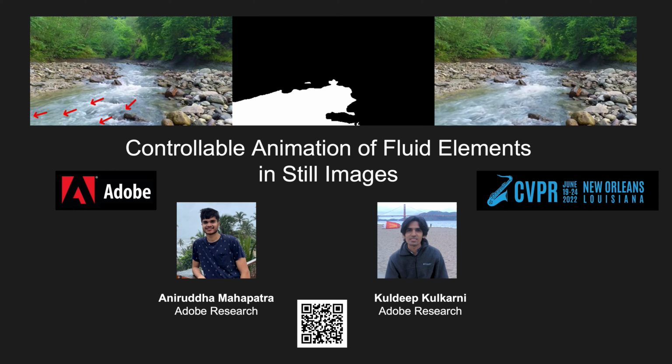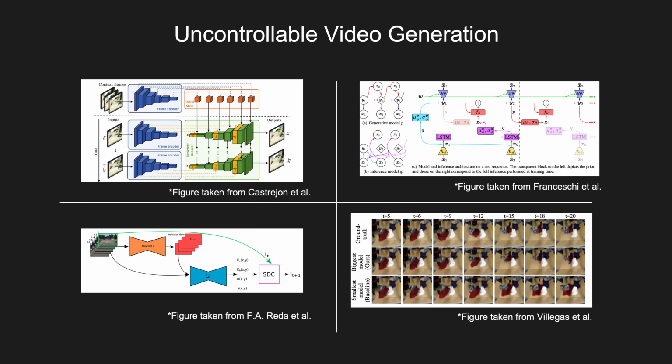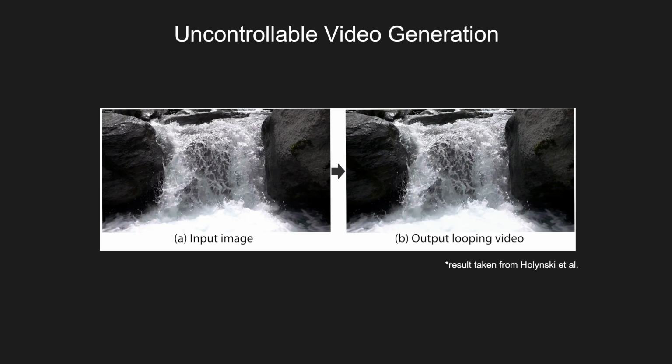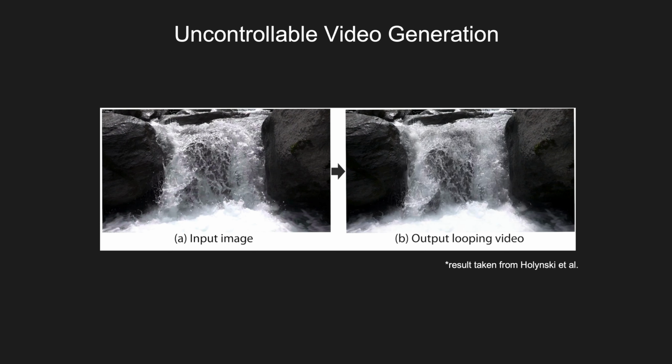We present our novel method of controllable animation of fluid elements like water, smoke and fire from a single still image. There has been a lot of prior work in the area of uncontrollable video generation, some mentioned here. The closest to our domain of fluid element animation is Hoensky et al. The major drawback of uncontrollable video generation is that the user does not have any control over the direction of motion.